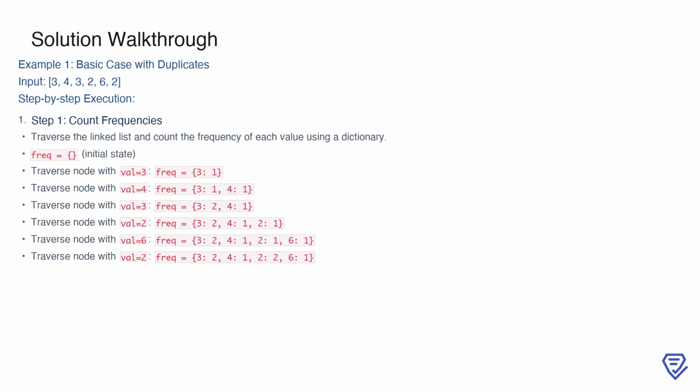When we encounter the first node with the value 3, we add it to the dictionary with a count of 1. Next, we process the node with the value 4 and add it to the dictionary. When we encounter another 3, the count for 3 is incremented to 2. We continue this process for the remaining nodes, updating the dictionary accordingly. By the end of the traversal, the frequency dictionary is 3: 2, 4: 1, 2: 2, 6: 1, which tells us which values are duplicates and which are unique.